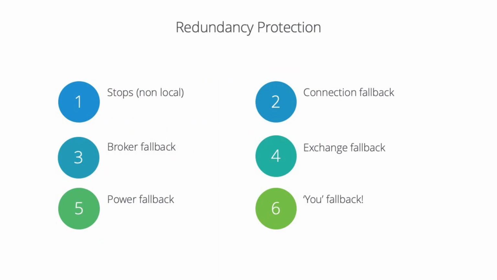Hey guys, so what is redundancy protection? Redundancy protection, or fallback, is really what do you do when a disaster strikes or something fails. So we've got here 6 things that you should have planned or have in place for a failure.